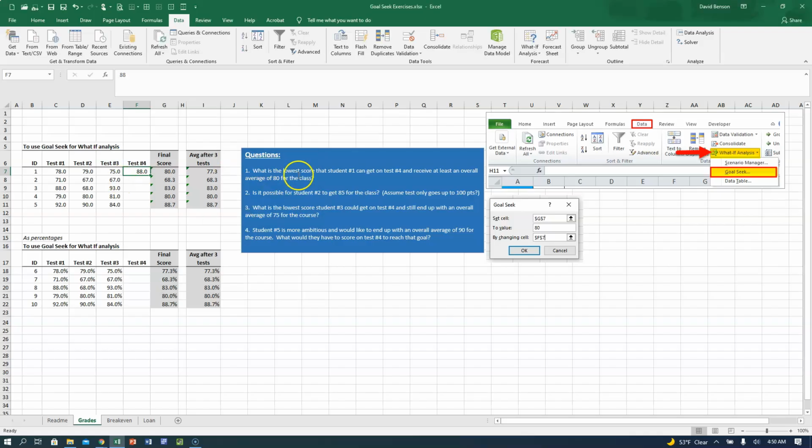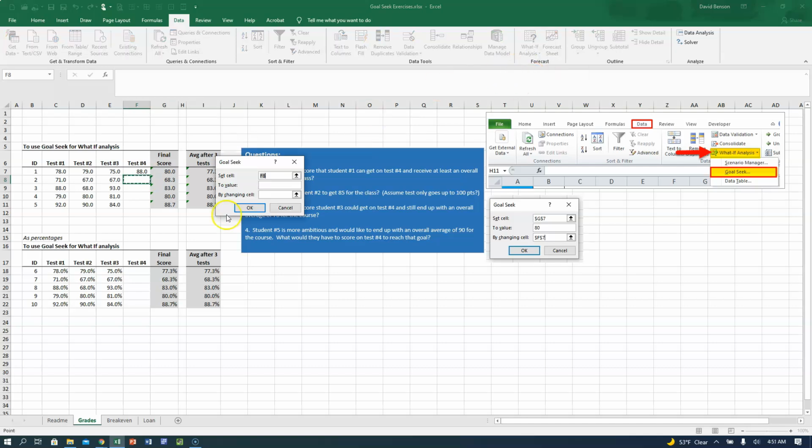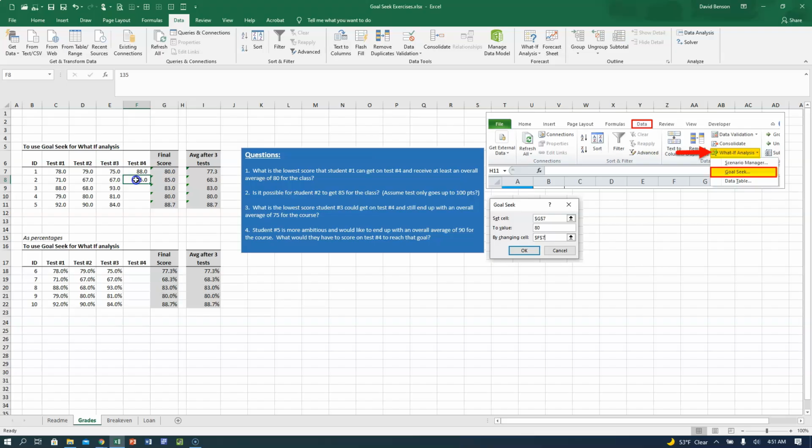Now on the next one I say, is it possible for student number 2 to get 85 for the class? We'll do it again. I'll say What If Analysis, Goal Seek. Now it's G8, and I'm going to say to get an 85 by changing cell F8. It's cycling through, and you see all these iterations that it's going through. It says I'd have to get 135 on the final, and if the test only goes up to 100, then no, it's not feasible for them.